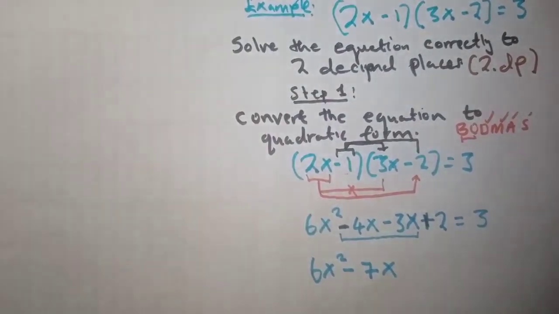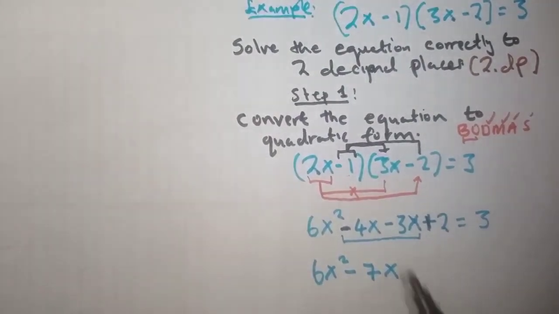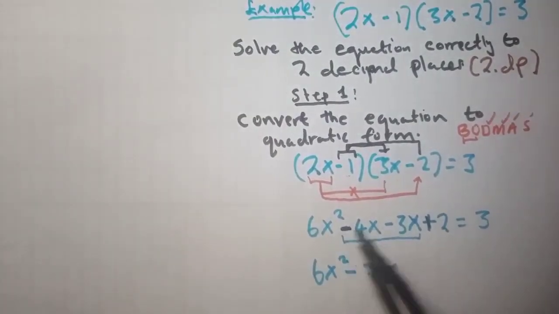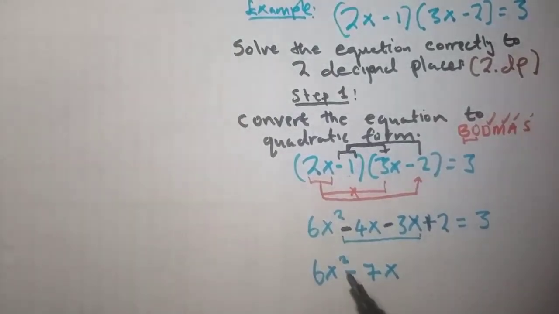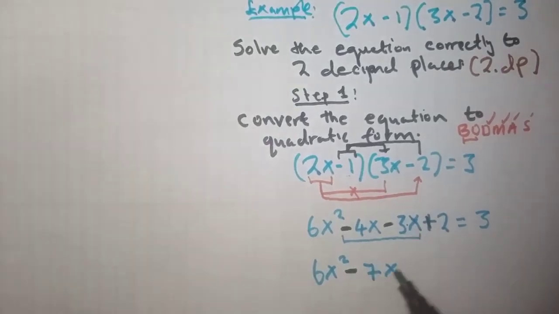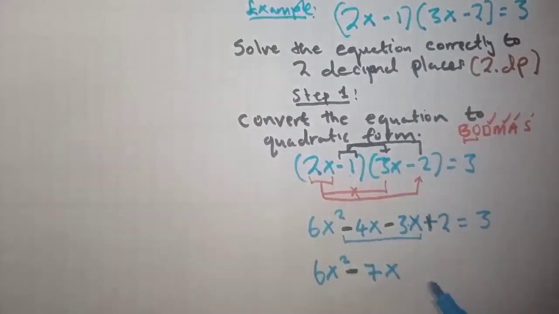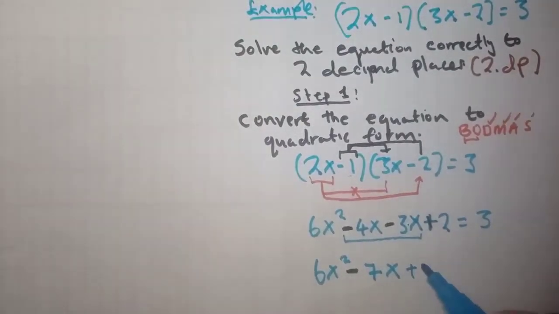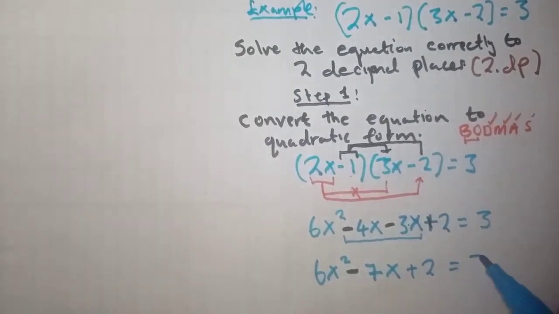Let me repeat that again. Whenever you've got same signs, you have a negative and a negative here, you maintain the sign, then add the numbers. So 4x and 3x, you add them, they'll give you 7x. I hope that is clear. Then plus 2 is equal to 3.